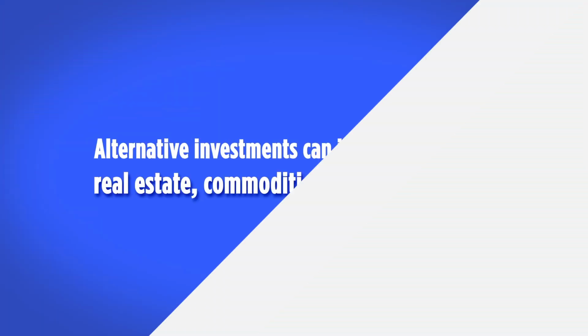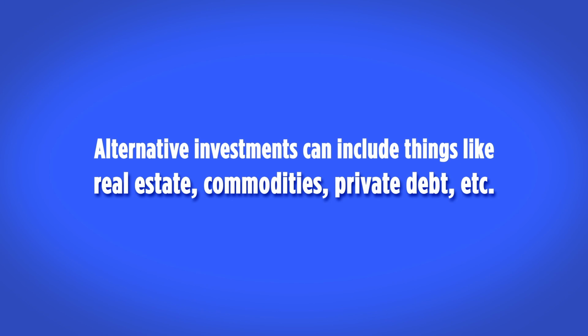A portfolio with a mix of all these types of assets can help reduce the overall volatility in the portfolio. Now, alternative investments, meaning basically anything other than traditional stock, bond, and cash investing, can include things like real estate, commodities, private debt, and so forth.